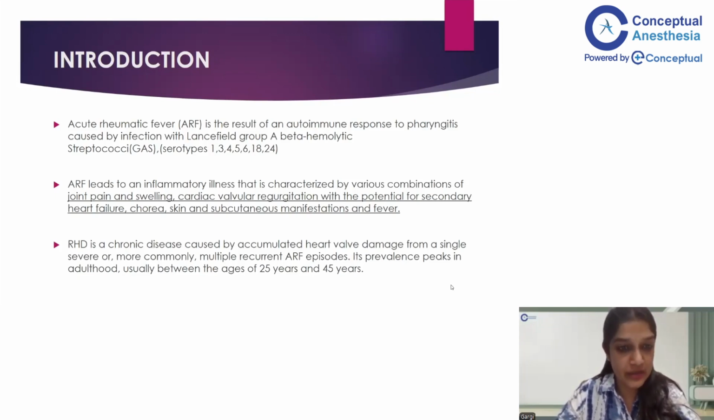So, rheumatic fever is the result of an autoimmune response to pharyngitis, which is caused by infection by Lancefield group A beta hemolytic streptococci, and it leads to an inflammatory illness which affects the joints. It also causes valvular regurgitation in the heart, with the potential of secondary heart failure. It can also have other manifestations like chorea, skin and subcutaneous manifestations, and most importantly, fever. Rheumatic heart disease, as we just discussed, is a chronic disease caused by accumulated heart valve damage from a single severe, or more commonly multiple recurrent, acute rheumatic fever episodes. Its prevalence is generally in adulthood, usually between the ages of 25 to 45 years.